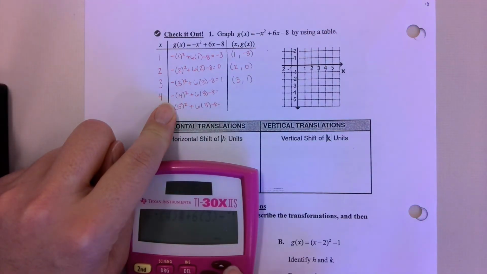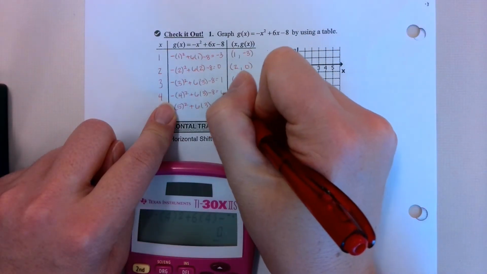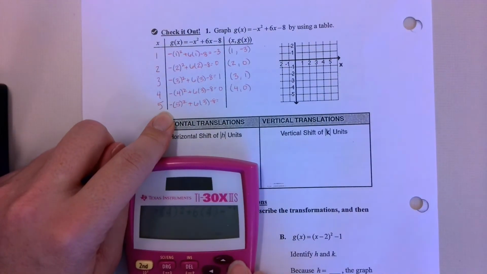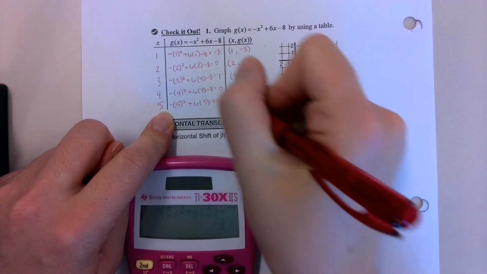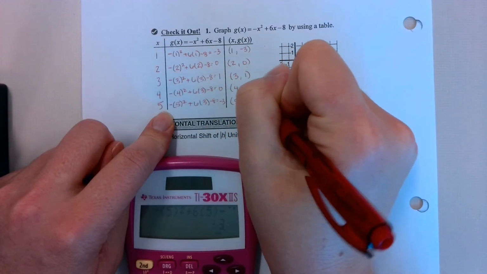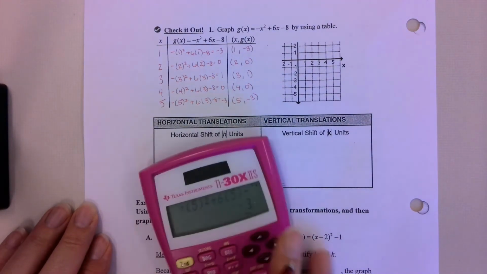All right, put in your 4. I get out 0. So 4, 0. Put in your 5. And I get out -3. So 5, -3. Now, I should get a U-shaped curve if I did this correctly.